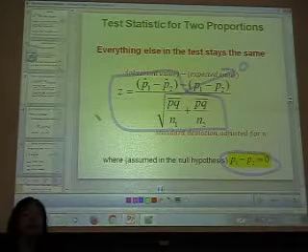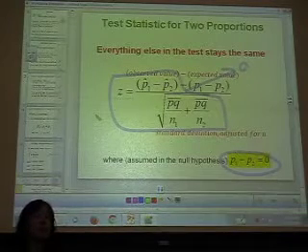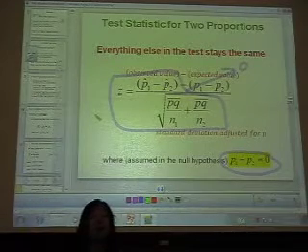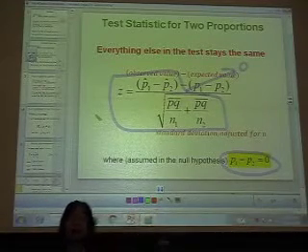Yeah, Carly. Wait, on here it says pq times 1 over n1. Right, that's what I'm saying. Oh. They're exactly the same. All I've done is distribute out the p bar, q bar. Oh, okay. Yep.